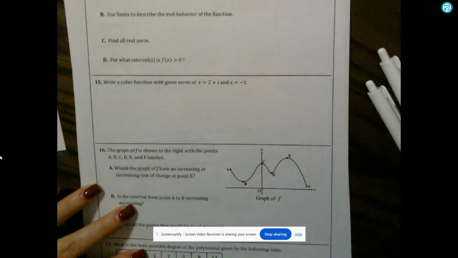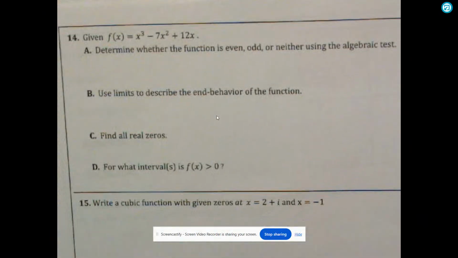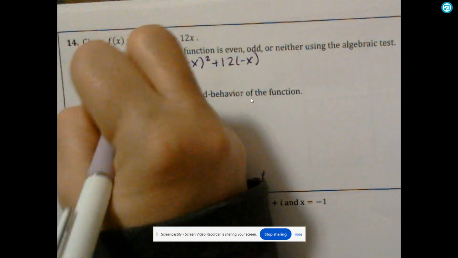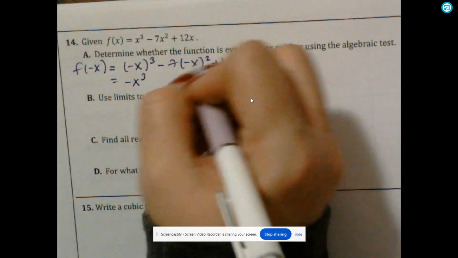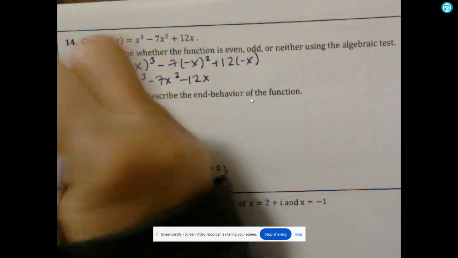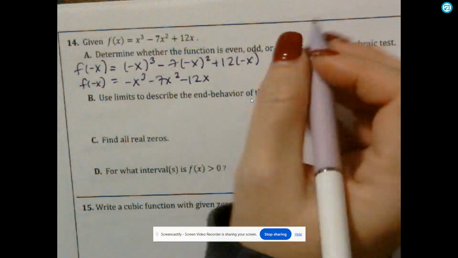All right, determine whether the function is even, odd, or neither using your algebraic test. Okay, so remember the algebraic test is we're going to plug in -x into the function. So we're going to do f of -x, which means I'm going to do -x quantity cubed minus 7 times -x quantity squared plus 12 times -x. And I'm going to simplify that out. If you cube a negative, it's going to stay negative. If you square a negative, it's going to become positive. So that's just going to stay -7x squared. And then this will become minus 12x. Okay, so that's what that would equal.